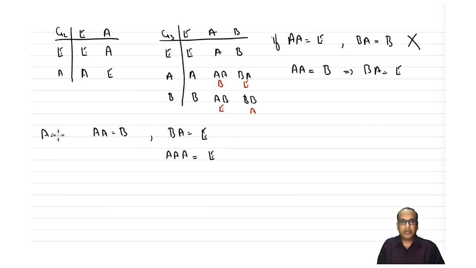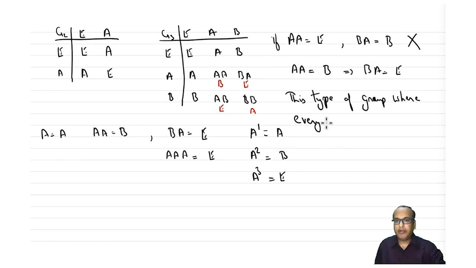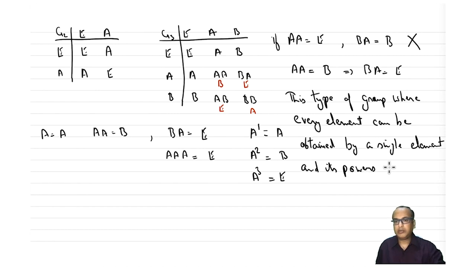So if you correlate, A to the power 1 is equal to A, A to the power 2 is equal to B, A to the power 3 is equal to E, right? This type of group where every element can be obtained by a single element and its powers is called a cyclic group. Okay.